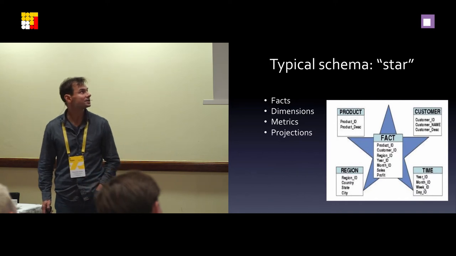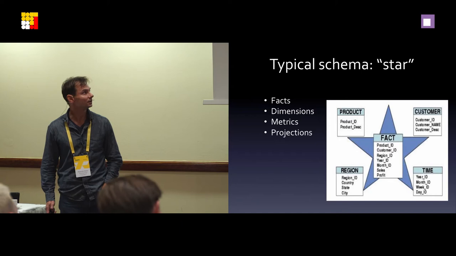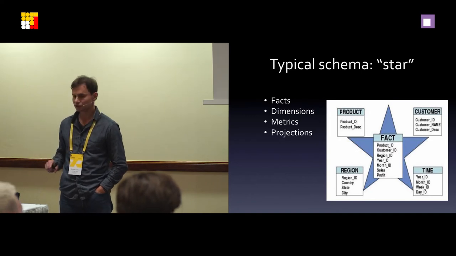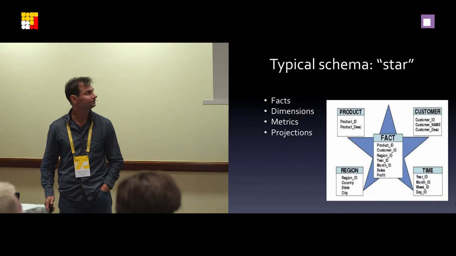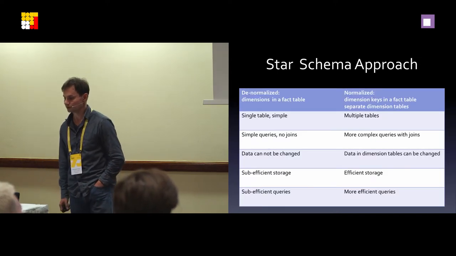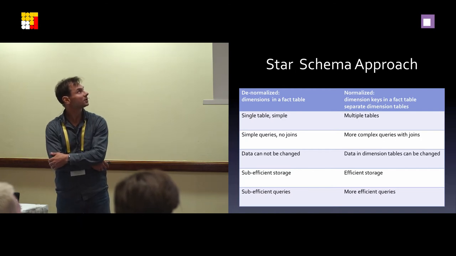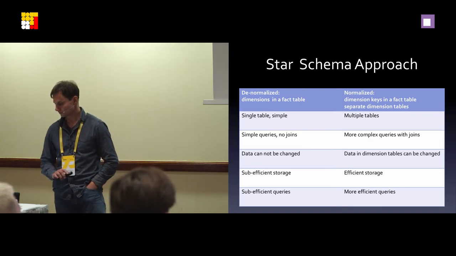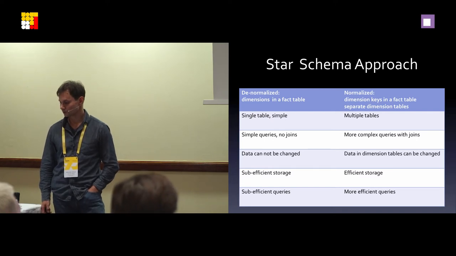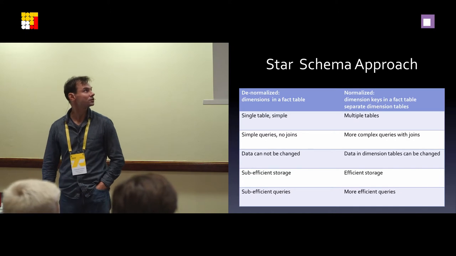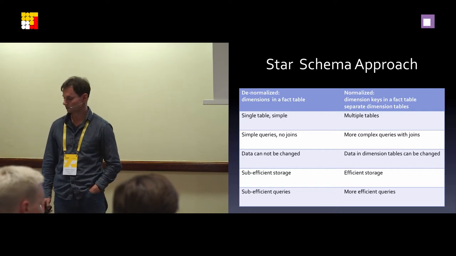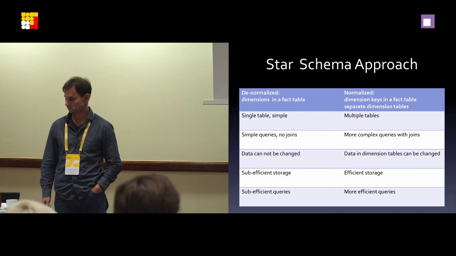And it's often modeled as a star schema, which consists of facts and dimensions, where the main table is in the middle with some additional data around. There are two approaches to the star schema design. First is called the denormalized approach, and this is what Alexey is advocating too. You have a single table, so everything is simple, everything flat. It's very simple to write queries because you have no joins. However, there are some issues with that. Data can't be changed in the huge table, and the storage is sub-efficient because you have to keep a lot more data in denormalized form. And the queries are sometimes sub-efficient as well because of the same issue.